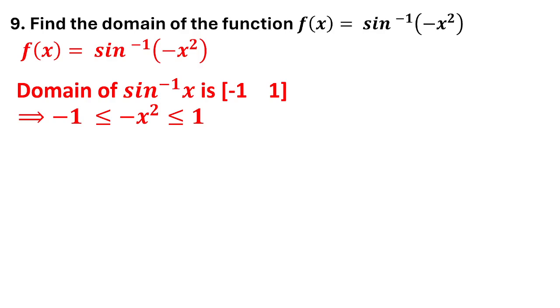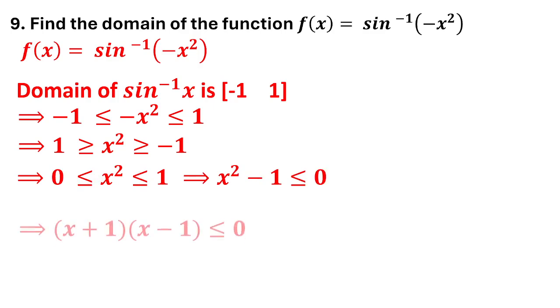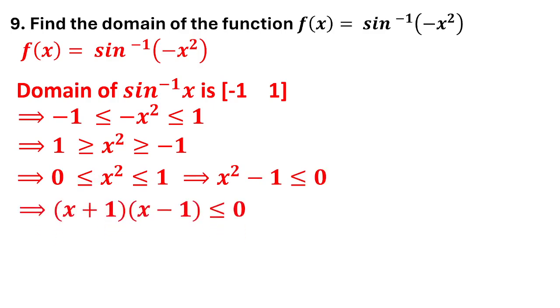Therefore, minus x square lies between -1 and 1. When you multiply throughout by minus, by the property of inequality, the inequality changes. Therefore, 1 is greater than or equal to x square, which is greater than or equal to -1. When you put both of them together, 0 is less than or equal to x square, which is less than or equal to 1. Therefore, x square minus 1 is less than or equal to 0. Therefore, (x plus 1)(x minus 1) is less than or equal to 0. Therefore, -1 is less than or equal to x, which is less than or equal to 1.